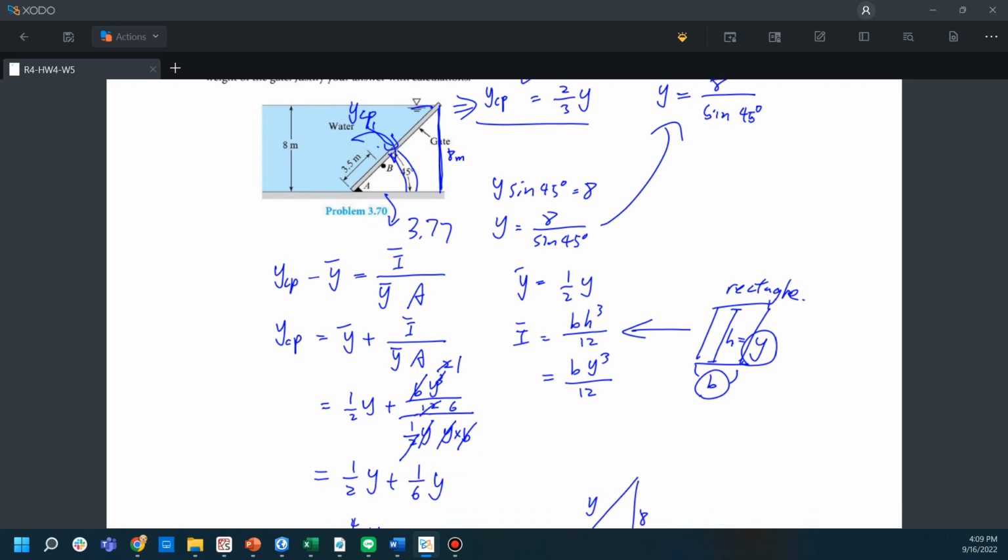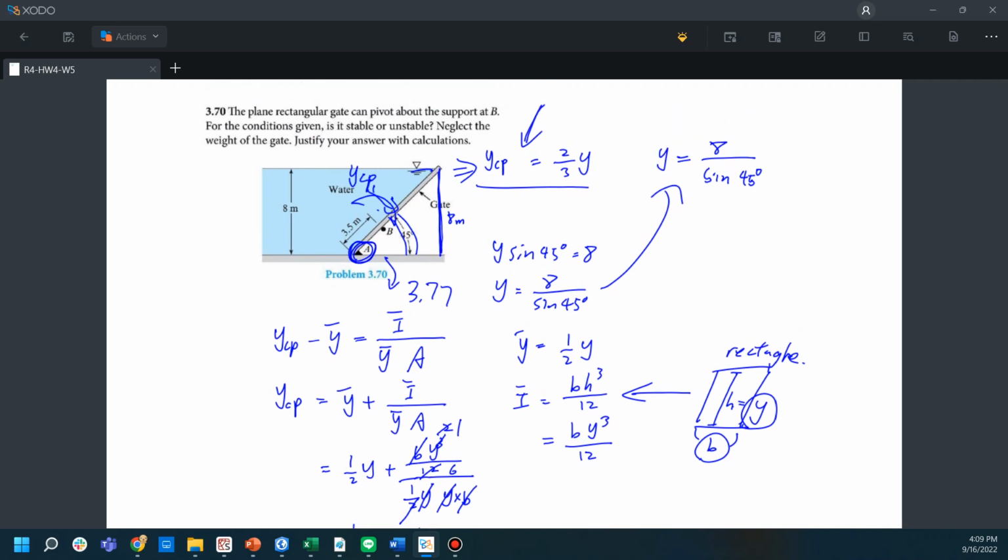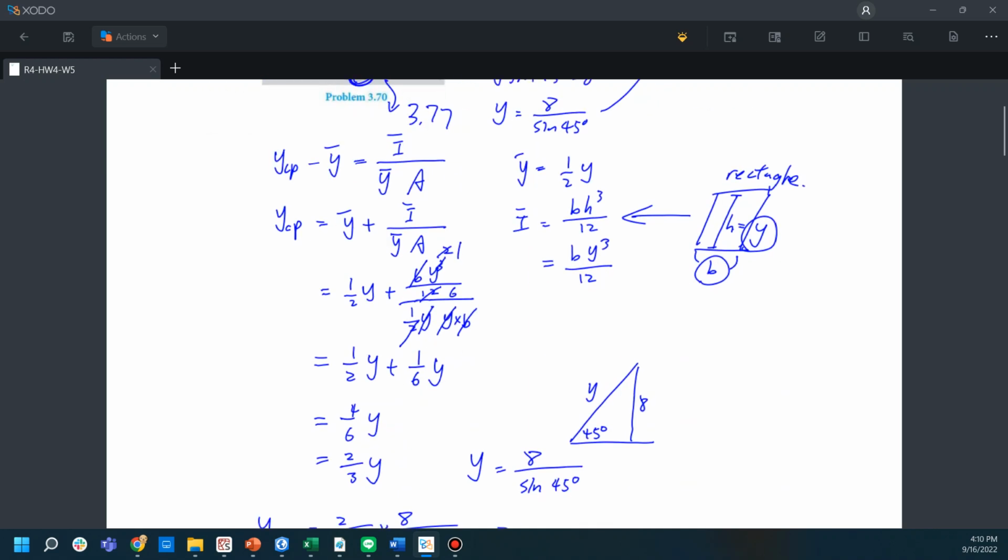Oh, sorry. Let me correct this. Because we have a fixed point at A. Not a fixed point, but we have some barrier at A. So if the force is acting in this area, then the system is stable. But if the force is acting above the pivot B, then it will open this gate. Okay. Now let's move on to the next question.